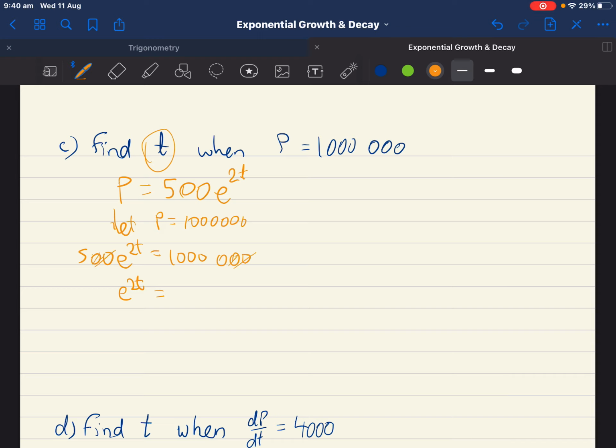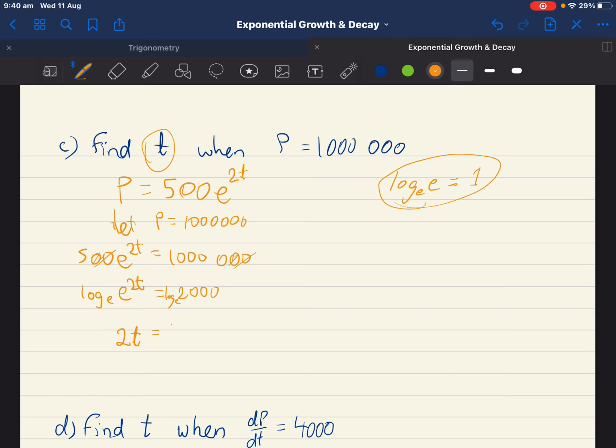Rocking out without a calculator, I believe it's 2000. From this point, how do you get t by itself? What we're going to do is log both sides. I'm going to use log to the base e. Bringing the 2t down the front, this will end up just becoming 2t. Why? Because log to the base e of e is equal to 1.